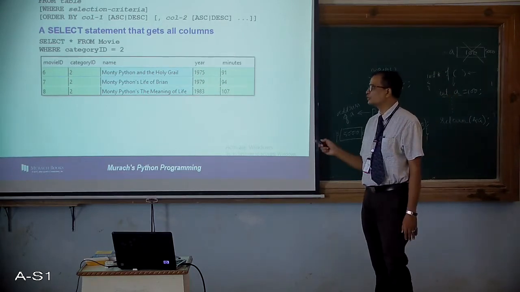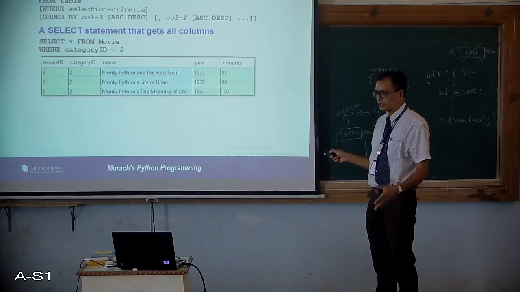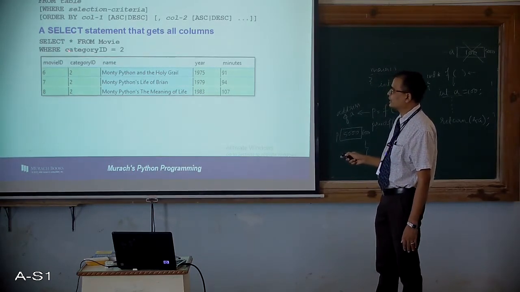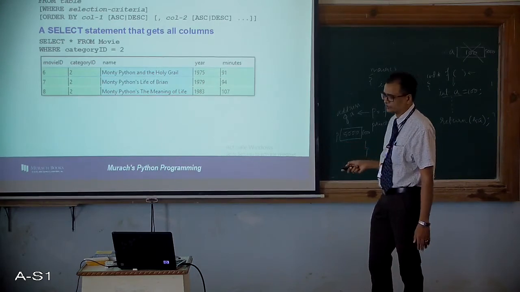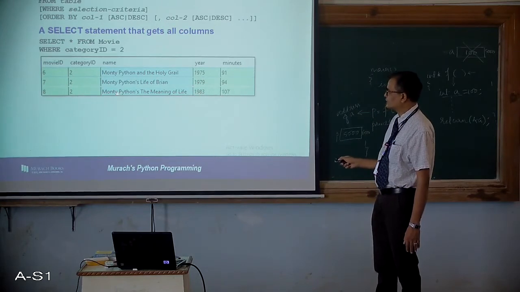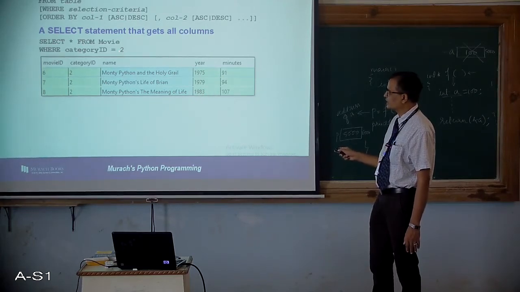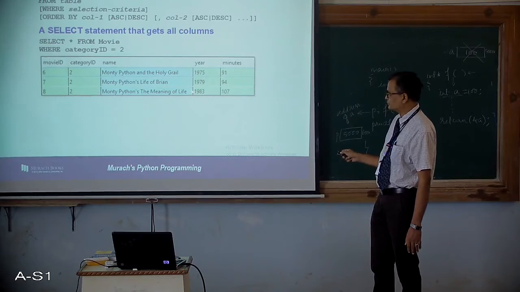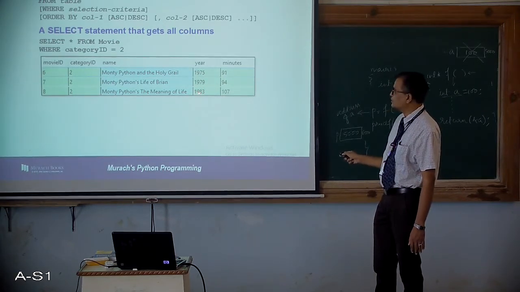And suppose you want to have a more complicated or compound where clause, you can write category ID is equal to 2 and year greater than 1980. Even that is possible, wherein you will get only one particular record in that case, because only this particular record satisfies both conditions, that is category ID is 2 and year of movie is greater than 1980, so 1983. So this will show.